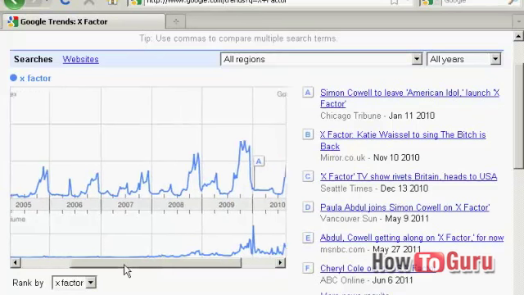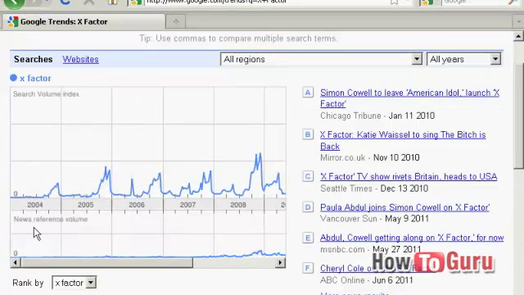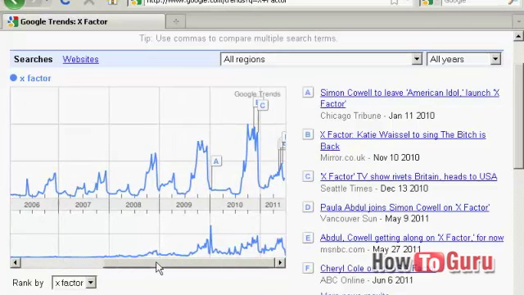And as I move along here you can see that the troughs and peaks get more pronounced, mainly because over the years more people start to get broadband internet access and internet enabled cell phones, which means that they can search more often. You can also see at the bottom here there's a news reference volume. You can see what's being written about the X Factor all the way along.